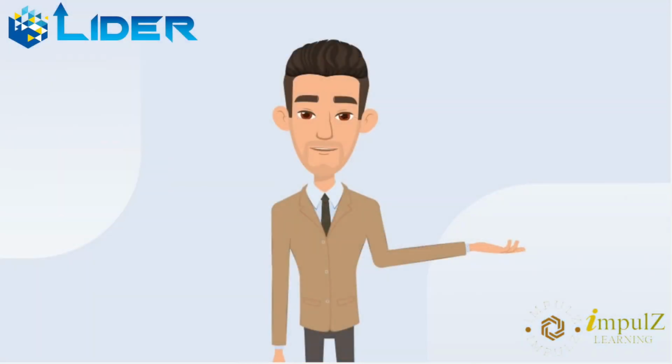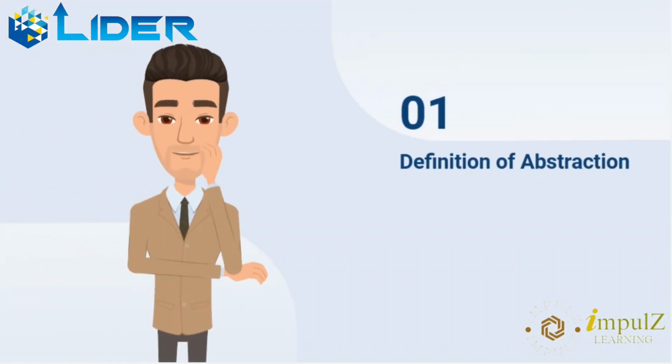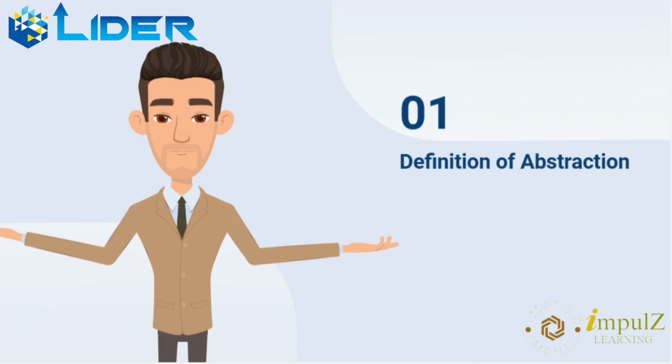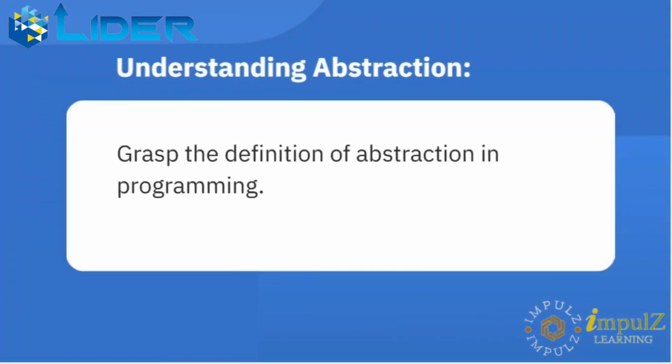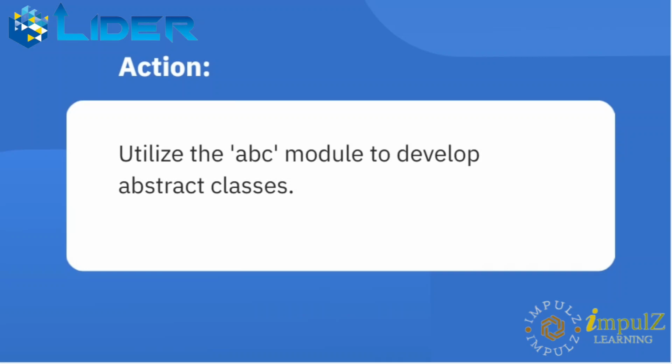Here are the key concepts of abstraction and how to utilize them. Abstraction is a crucial principle in object-oriented programming that simplifies complexity. Understanding abstraction. Grasp the definition of abstraction in programming. Action. Utilize the ABC module to develop abstract classes.